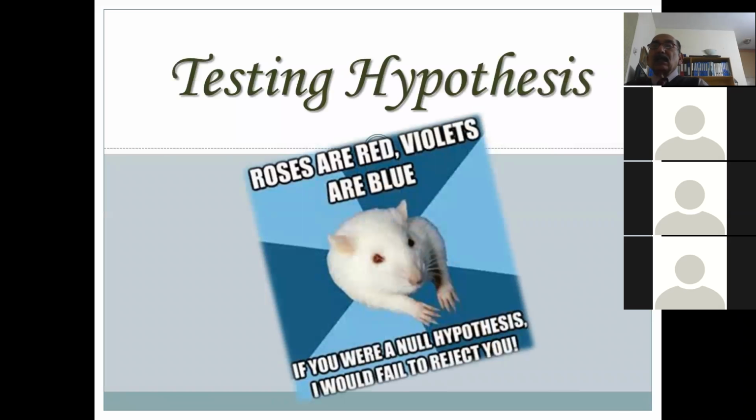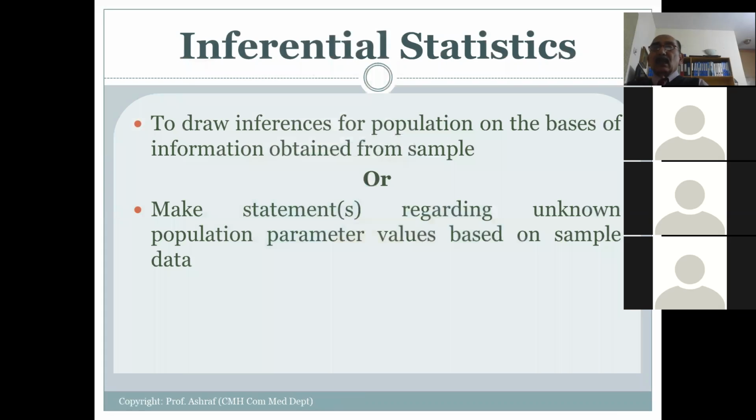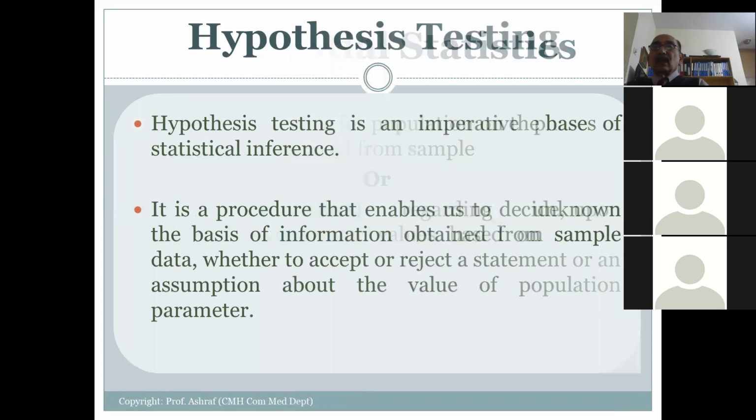Now we discuss the testing of hypothesis, or inferential statistics, where you calculate p-values or confidence intervals, and you apply your results of the sample. You generalize your results drawn from the sample to the population. So hypothesis testing is the imperative phase of statistical inference. It is a procedure that enables us to decide, based on the information obtained from the sample data, whether to accept or reject the statement or an assumption about the value of a population parameter.